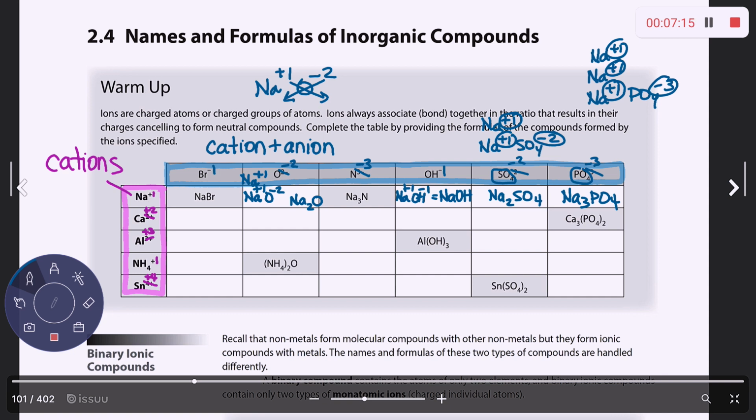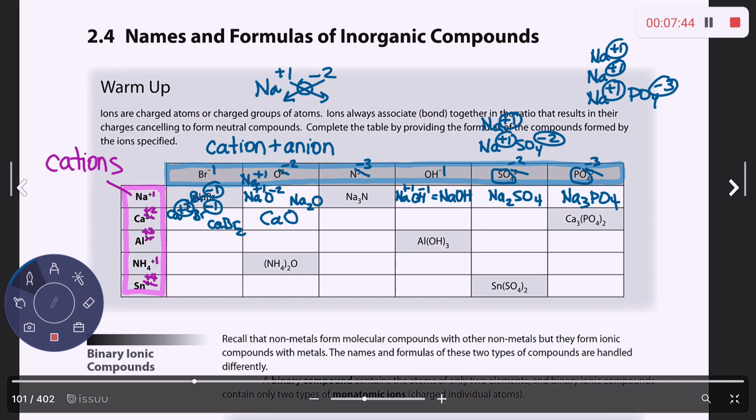So over here, I've got Ca plus 2 and Br negative 1. How many of the bromides would I need? 2, right? Because this would be a negative 2 and a positive 2. So this would be CaBr2. For the next one, I've got a calcium ion and an oxide ion. So a plus 2 and a minus 2. Wouldn't I just need one of each? So this would just be CaO.